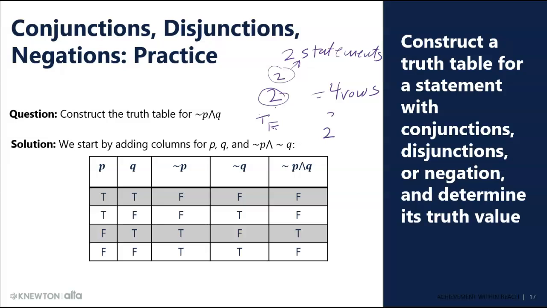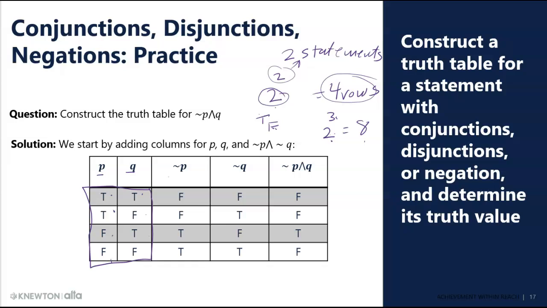3 statements is 8 rows because 2 cubed is 2 times 2 times 2. That's 8. Each statement can be either true or false, and those choices are made 3 times, so you get 8. But for our case here, we only need 4 rows. When we set up a 4-row truth table, we go in alphabetical order, left to right, for the input columns, and then 2 trues, 2 falses, true, false, true, false. All 2 statement truth tables will start with these same first 2 columns in the same order.